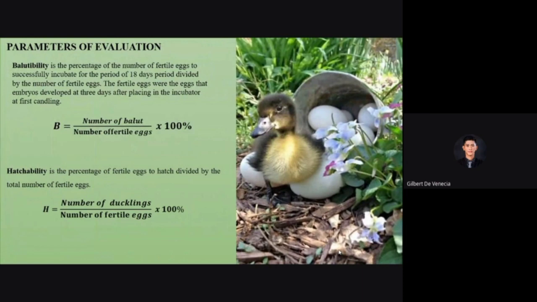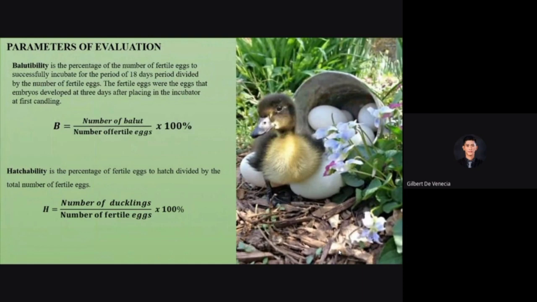So, yung balutability, ito yung porsyento ng mga fertile eggs or balut na kung saan ini-incubate lamang sa loob ng 18 days. Kaya 18 days lang yung paggawa or pag-incubate sa itlog ng mga itik para yung embryo sa loob ng itlog ay hindi pa masyadong malaki at pwedeng kainin yung ducklings inside the egg.